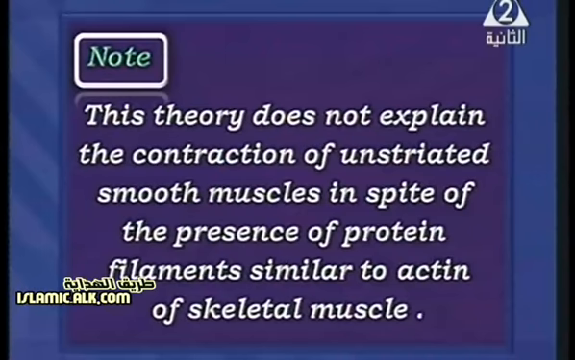Again, we say we have the voluntary muscles, you can control their movement. Involuntary muscles, you cannot control their movement. Unstriated muscles, they are smooth muscles. They move out of your will. You cannot control them, like the muscles inside your small and large intestine, most of the alimentary canal. The presence of protein filaments similar to actin of skeletal muscles. There is no striation in the smooth muscles.